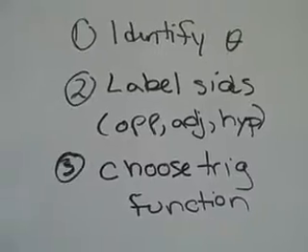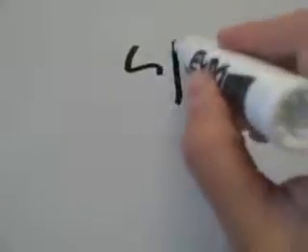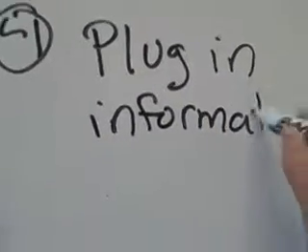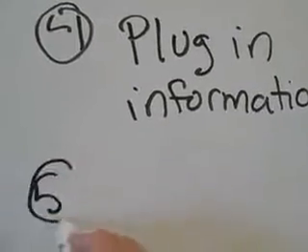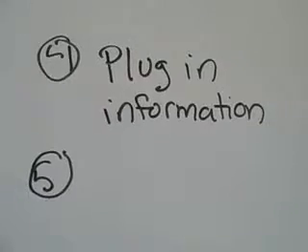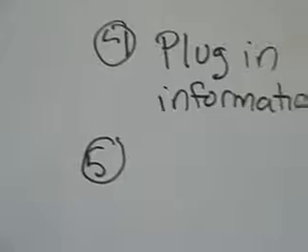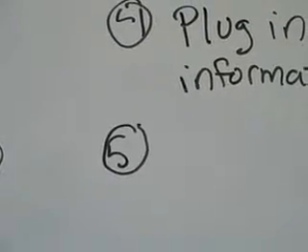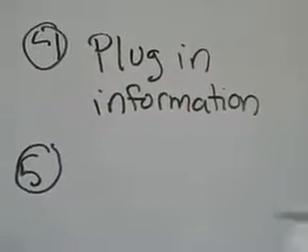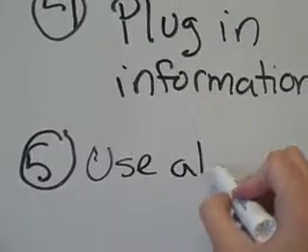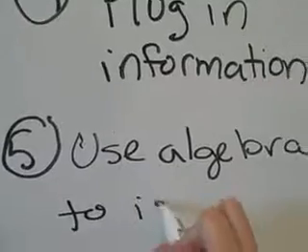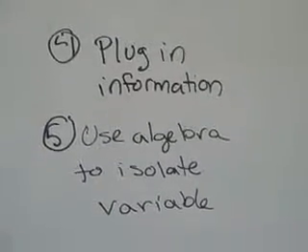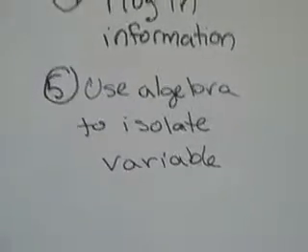Okay. After you've chosen your trig function, your fourth step is going to be to plug in all of your information. After you plug in all of your information, you want to use algebra to isolate the variable. Once you get your variable by yourself, you're basically done. The last step that you have to do is plug it into the calculator.